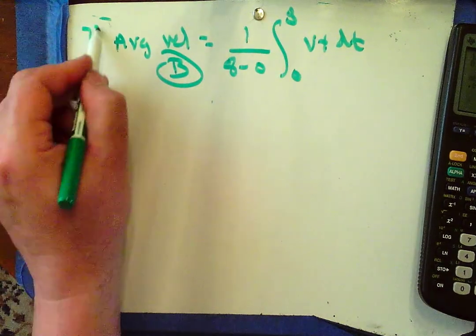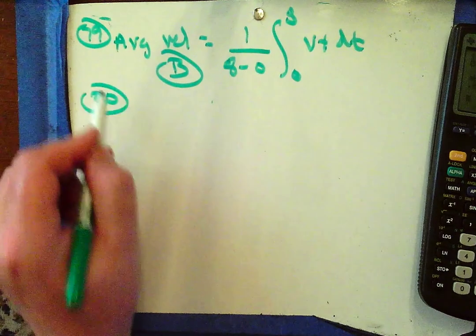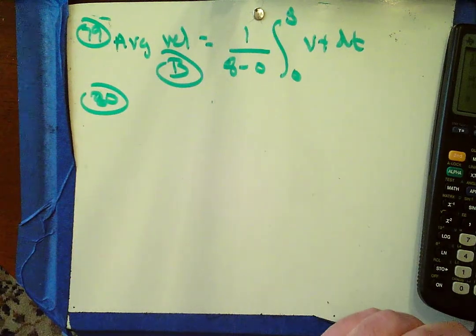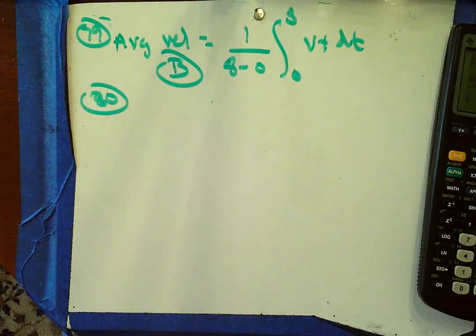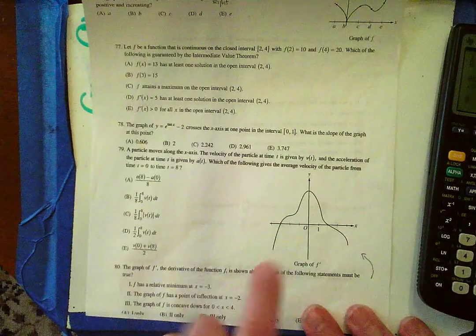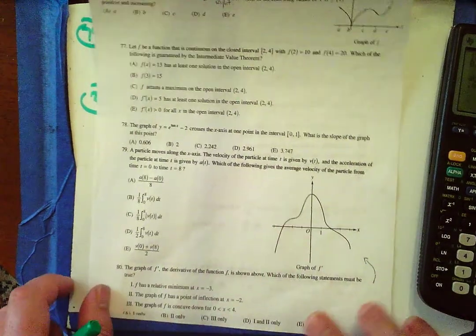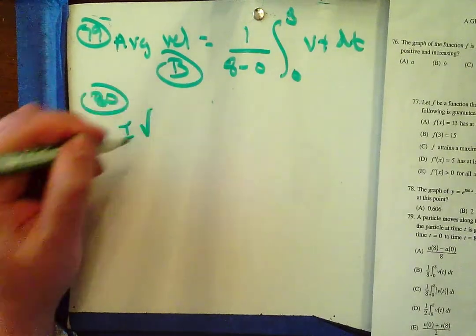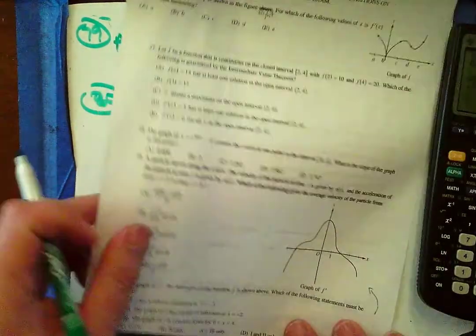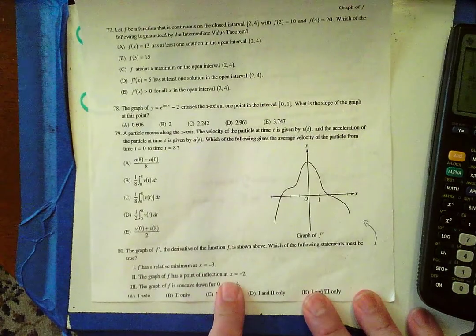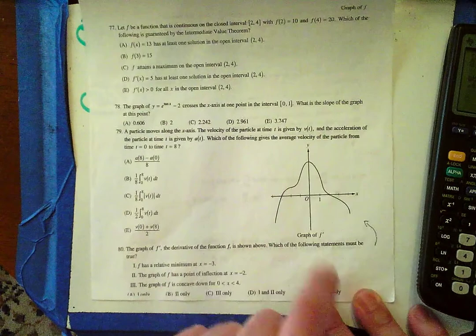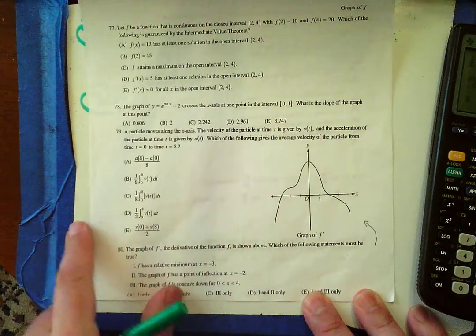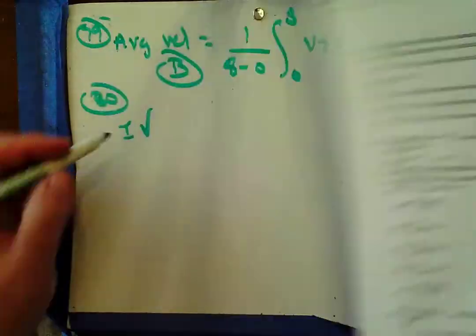79B, yes, 79. 80. 80 says, the graph of f prime is given. Which of the following statements must be true? F prime has a relative minimum at negative 3. At negative 3, f prime goes from negative to positive, so I like Roman numeral 1. That's good. The graph of f has a point of inflection at negative 2. At negative 2, I go from increasing to increasing. That's not a point of inflection, so not 2.